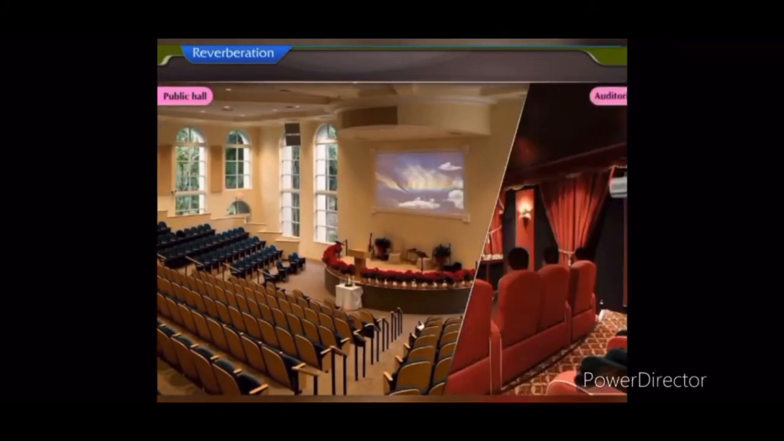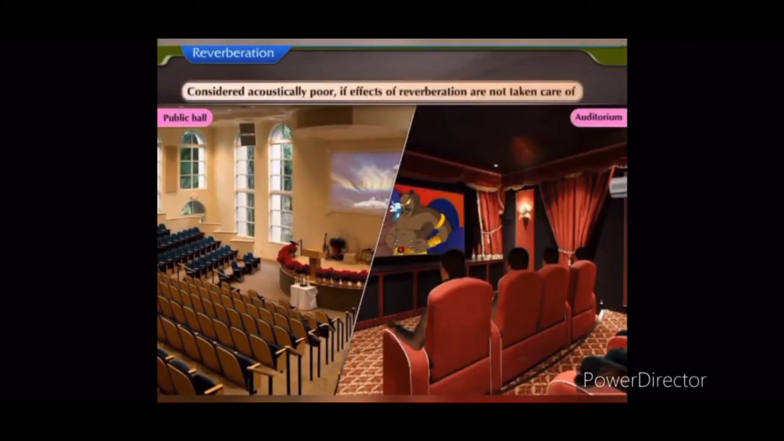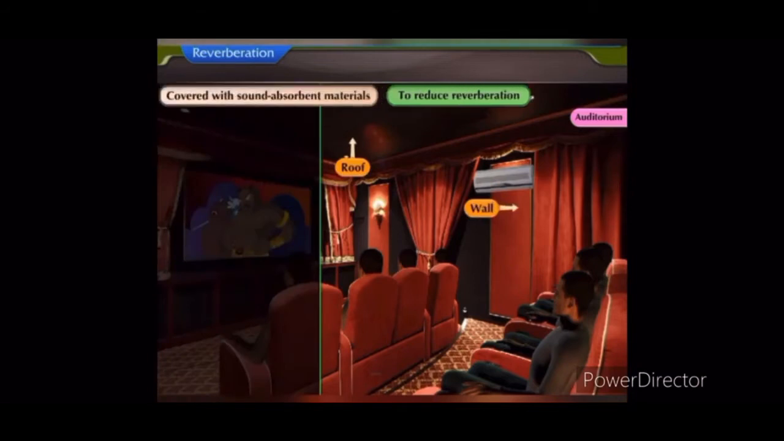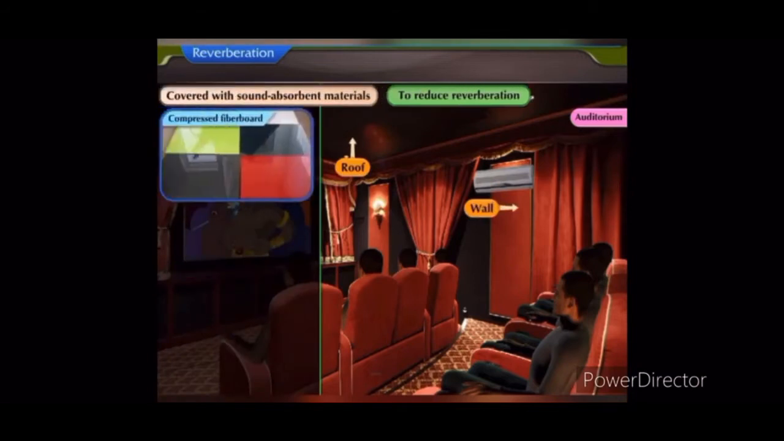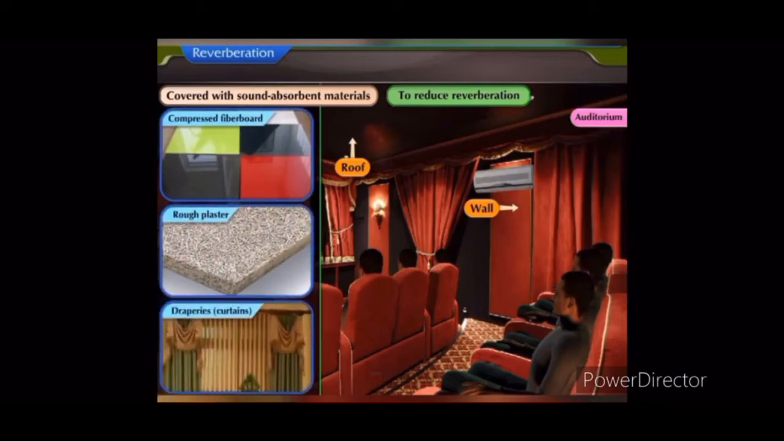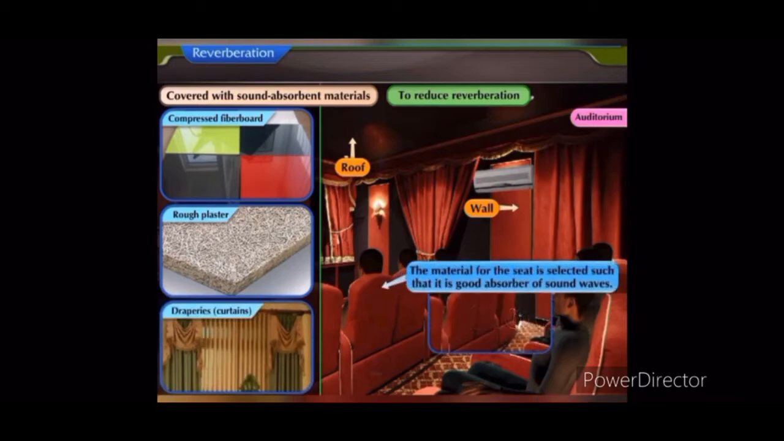Some public halls or auditoriums are considered acoustically poor if effects of reverberation are not taken care of. To reduce reverberation, the roof and walls of the auditorium are covered with sound-absorbent materials like compressed fiberboard, rough plaster, or draperies or curtains. The material for the seat is selected such that it is a good absorber of sound waves.